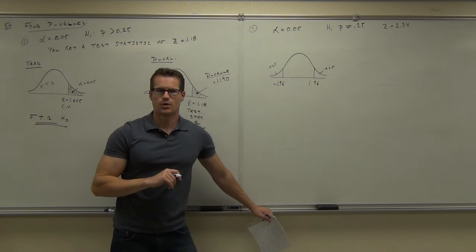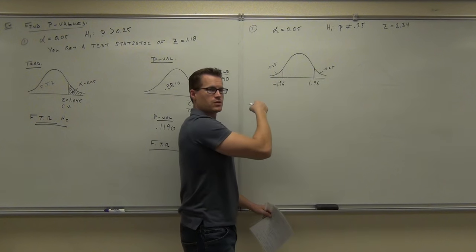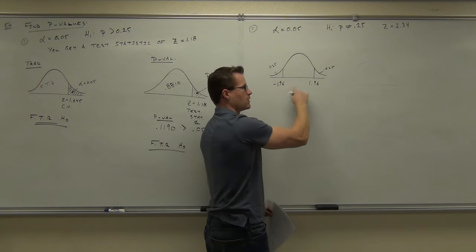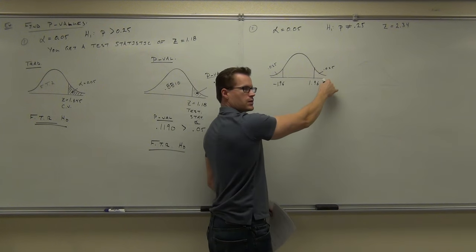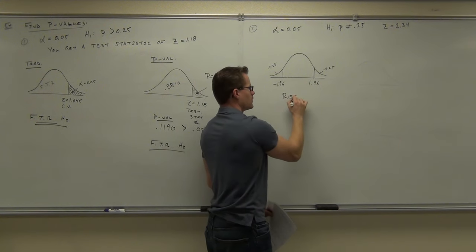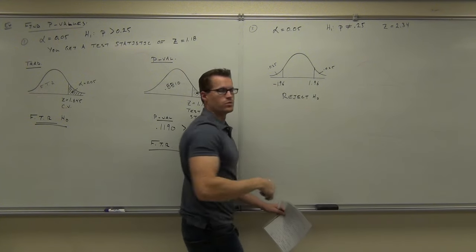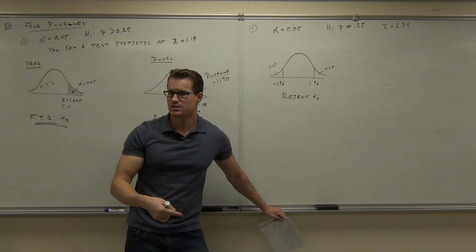What's your test statistic? Does it fall in the rejection region? Yes. Where's 2.34? It's over here, right? This says 2.34 falls here, so you would reject H0. Does that make sense to you?